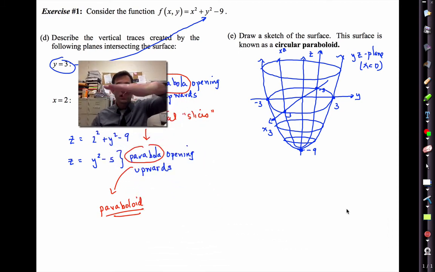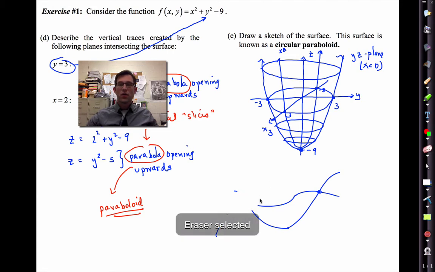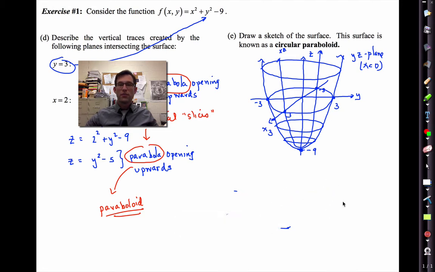I slice it horizontally, I'm getting circles. I slice it vertically, I'm getting parabolas. How do I know that? Because that's what I always find when I substitute one equation into another. I find out what their intersection looks like. When I substitute one equation into another in two-dimensional space, all I get are a point or a series of points, right?